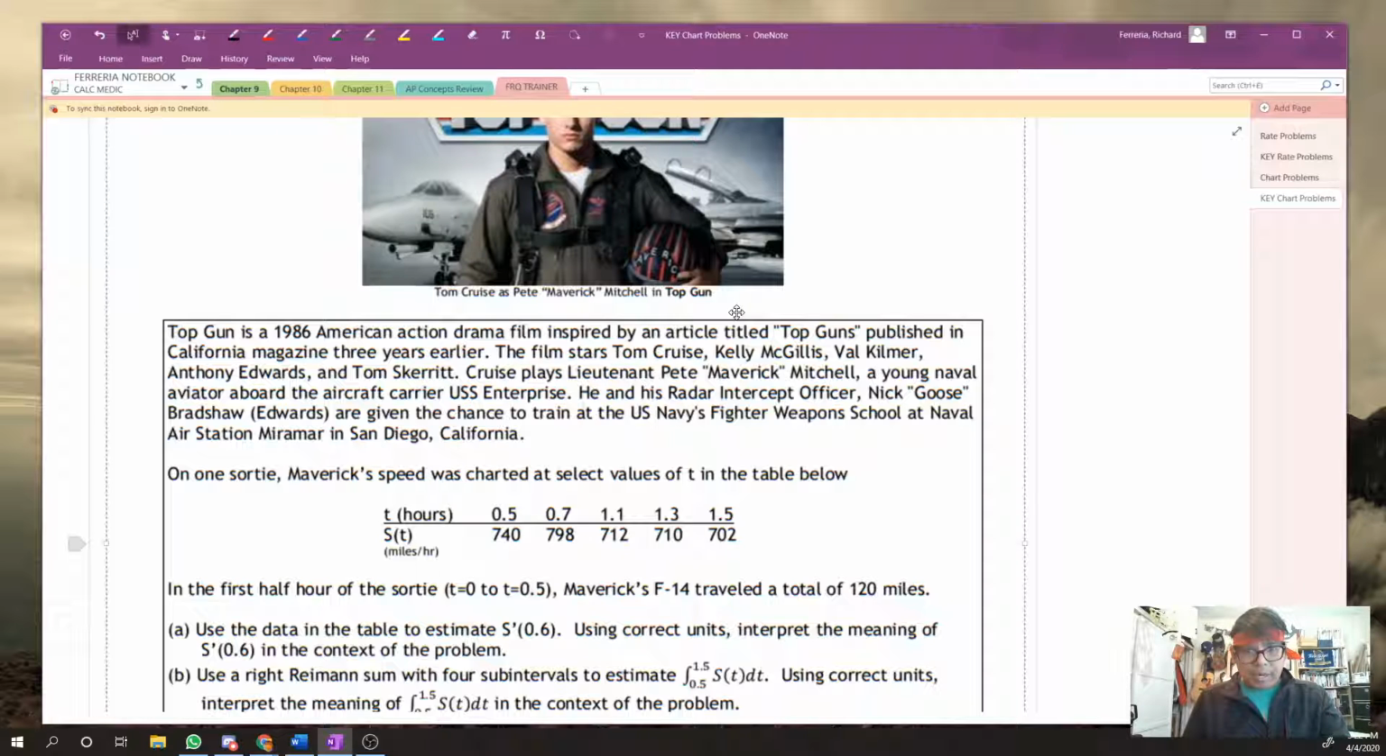So in the first half hour of one sortie, that's from t equals 0 to t equals 0.5, Maverick's F-14 traveled a total of 120 miles. So that kind of takes care of that time interval. You'll notice that the time interval over here only starts at t equals 0.5. So we don't know what happened before that in that first half hour, but we know Maverick flew 120 miles.